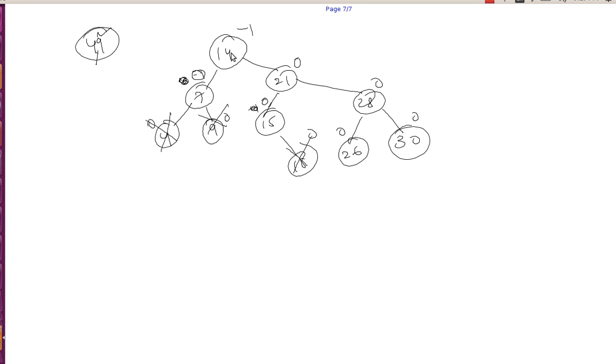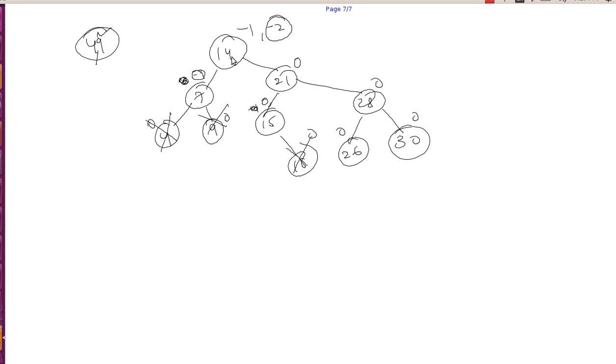And the balancing factor of this element becomes, so here you have 1, 2, and 3. You have 3 levels on the left-hand side and only 1 level on the right-hand side. So 1 minus 3 is minus 2 for you. Okay, that is your deletion. So you have got an imbalance.